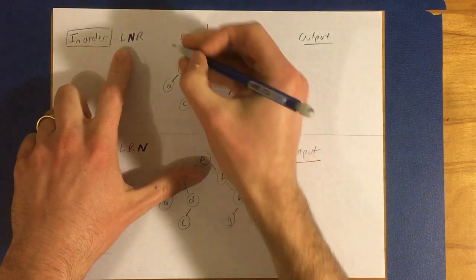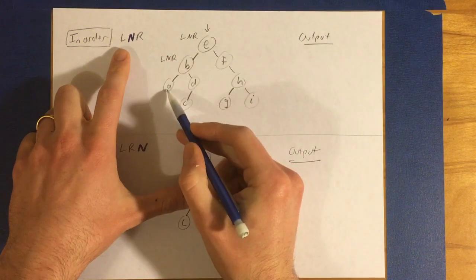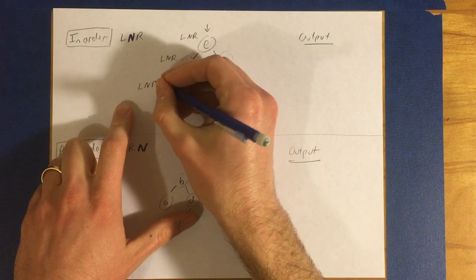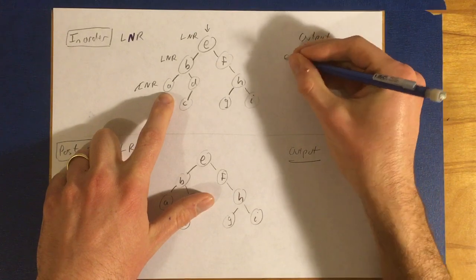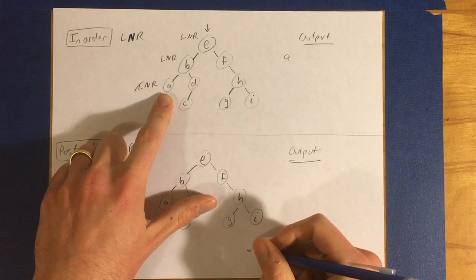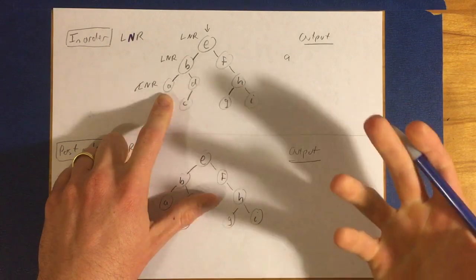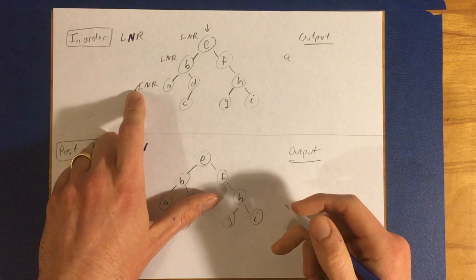And then B says, okay, my to-do list says go left first. So we're going to go left to A. A's to-do list says go left first, but it doesn't have a left child. So then A prints itself. And the very first node that really gets visited in this traversal is A.